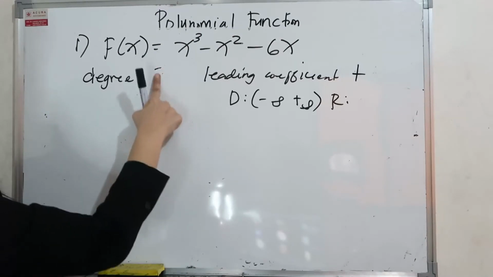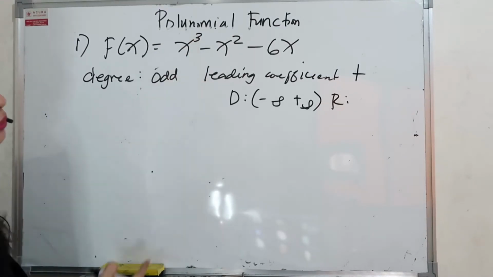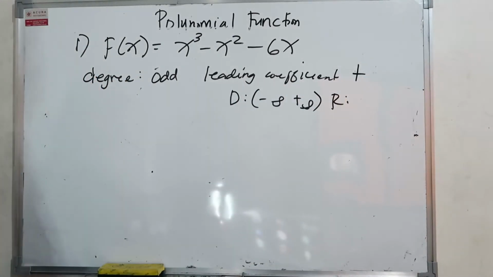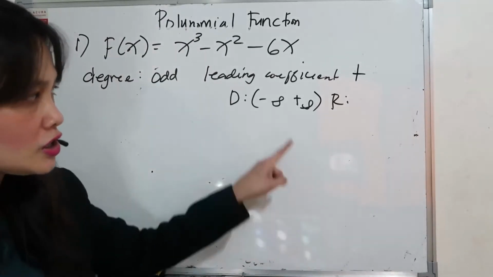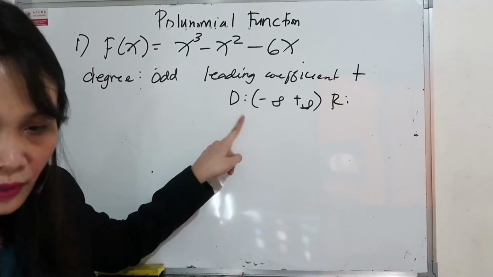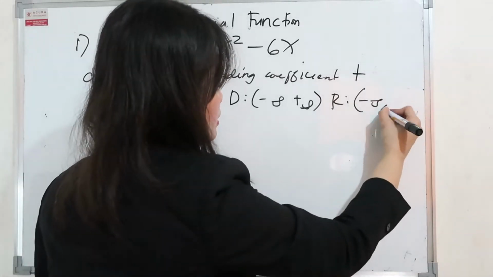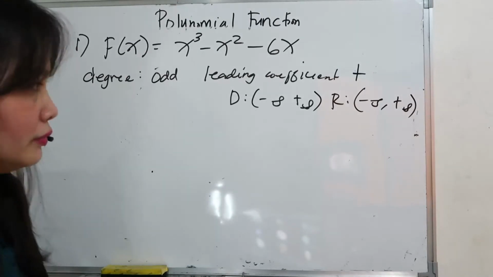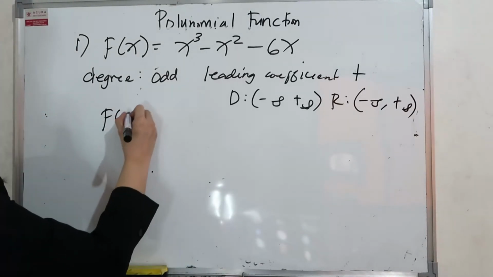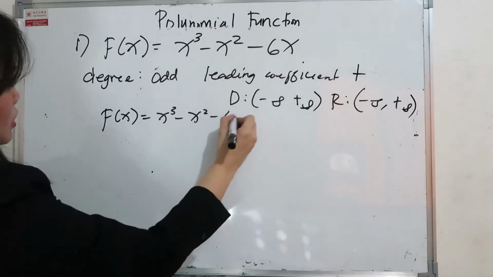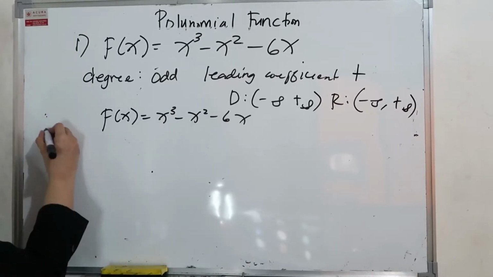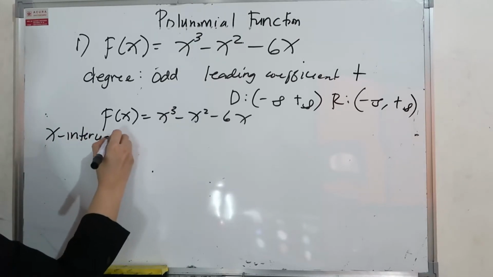Degree is odd, which is 3. So what is the range? Degree odd, positive coefficient. So what is the range? The range is the same as the domain. So you have negative infinity to positive infinity. The question now is how do we graph? So to graph f of x is equal to x cubed minus x squared minus 6x, first we need to solve it using the x-intercept. What is x-intercept, by the way?